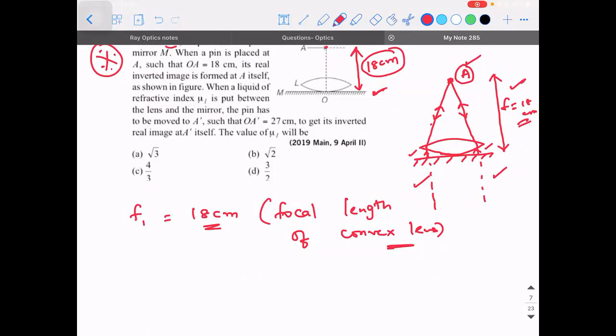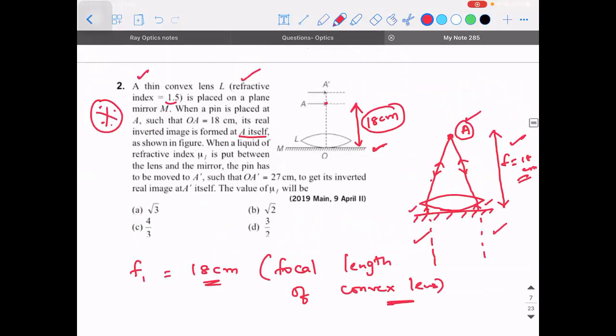Let's read the next part of the question. Its real inverted image is formed at A itself. When a liquid of refractive index mu L is placed between the lens and the mirror, the pin is moved to point A dash. It is slightly moved up such that OA dash is 27 centimeter, to get its inverted real image at A dash itself. The value of mu L is how much?